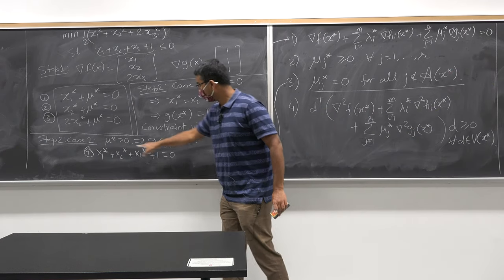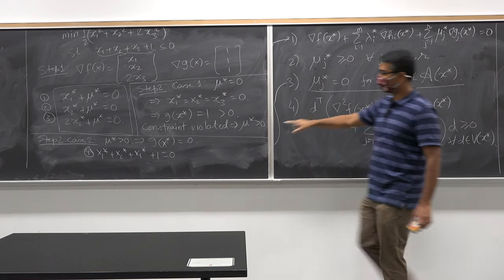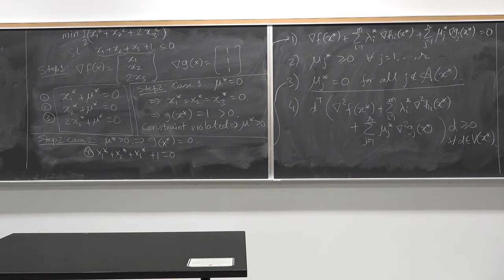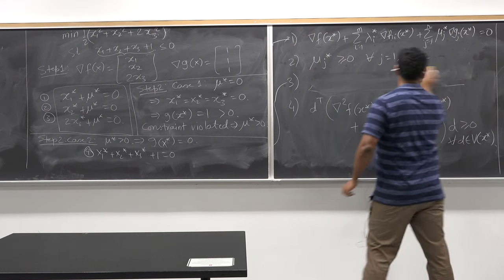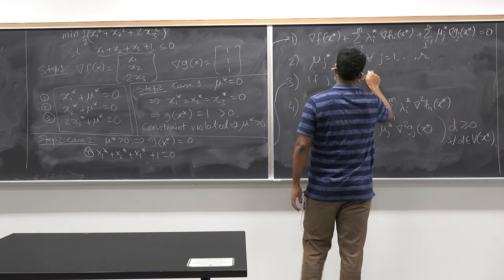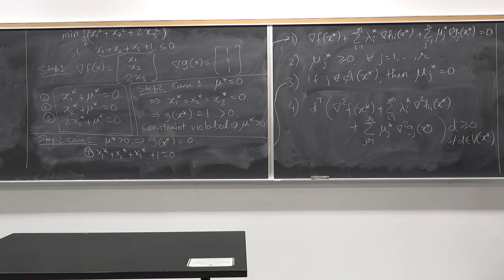So if mu star is greater than zero, then it means that g of x star, which is the inequality constraint, must be active. So these two statements are equivalent. The statement that I've written here and statement number three are equivalent. Let me rewrite this third statement: if j is not in A of x star, then mu j star is equal to zero. Does this make sense? That's an equivalent statement for the third statement.